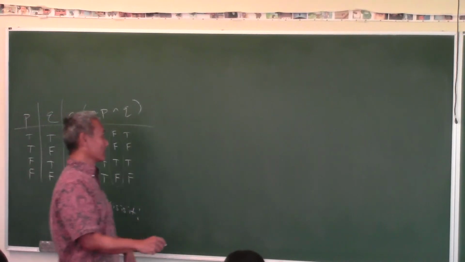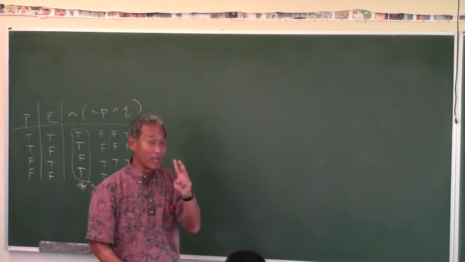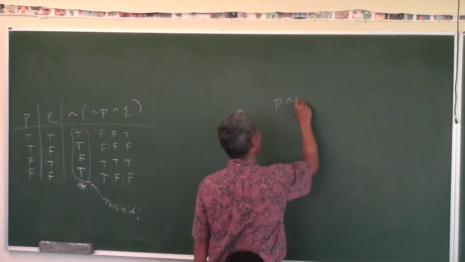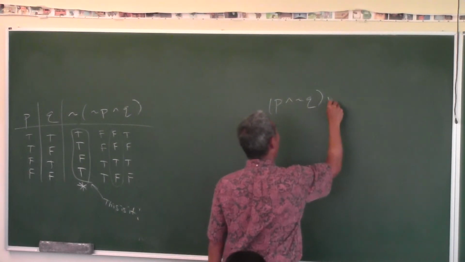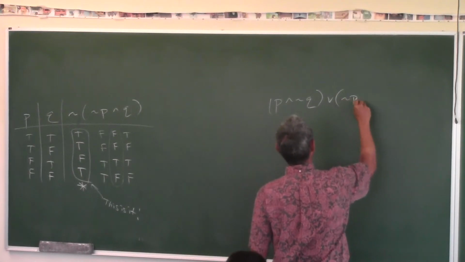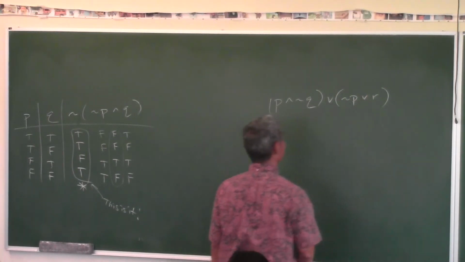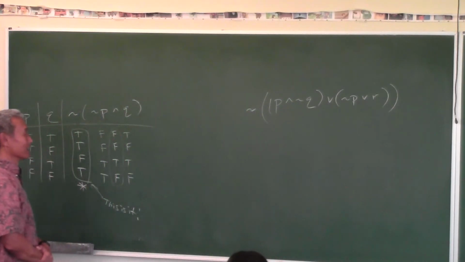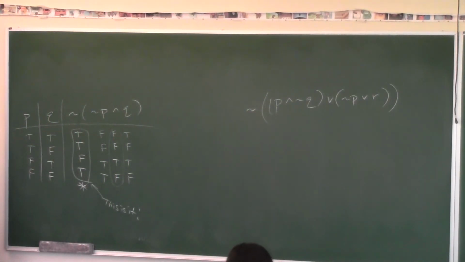Okay, let's do one more and we're done. Now let's do one with 3 statements: P, Q, and R. So how about P and not Q, or not P or R? Yeah, what the heck, let's put a not, negate that. Okay, construct the truth table for this statement here.